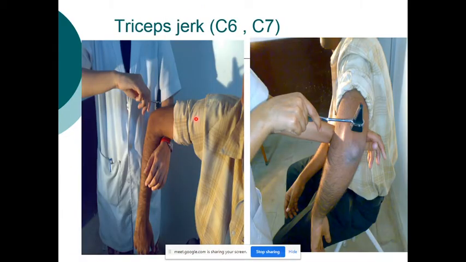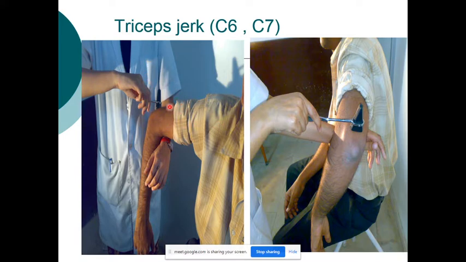Next is the triceps jerk. For the triceps jerk, what you have to do is go behind the patient. Just imagine the patient's hand will normally be just like this at the side of his body. You have to lift the patient's hand like this. So the doctor is standing behind the patient.